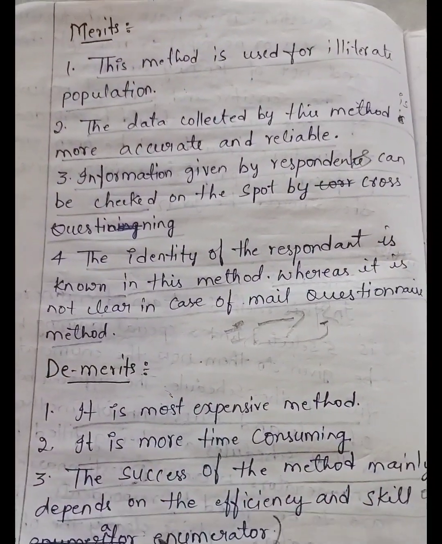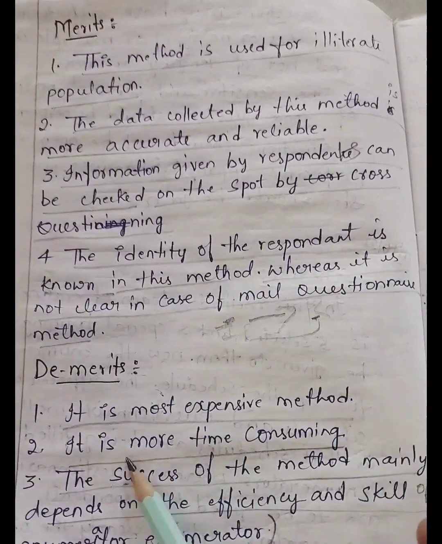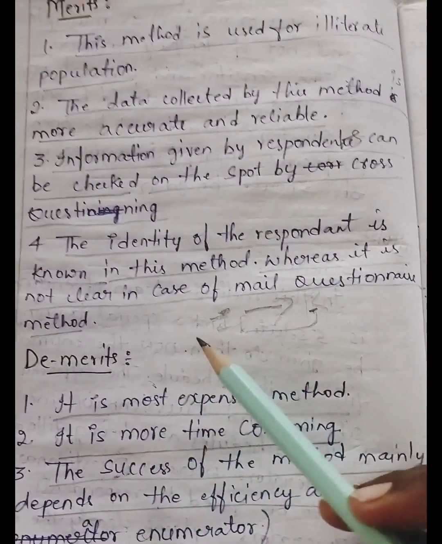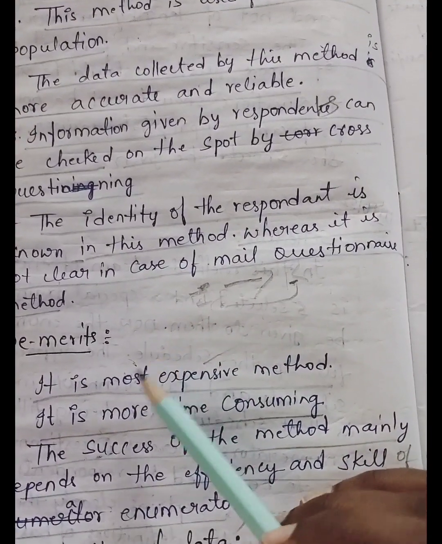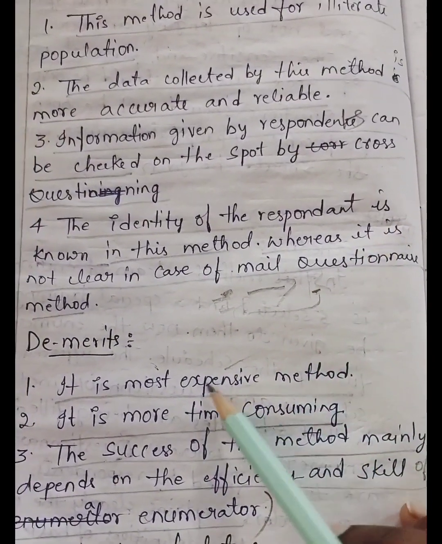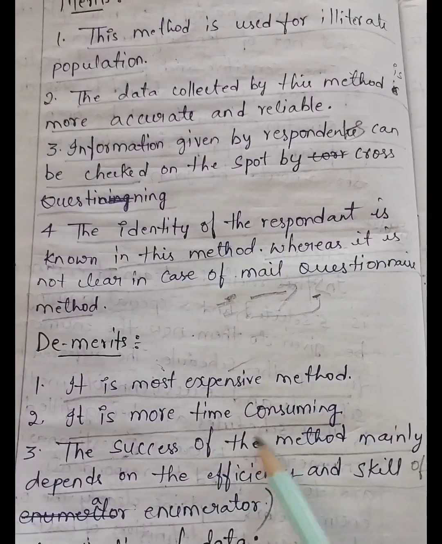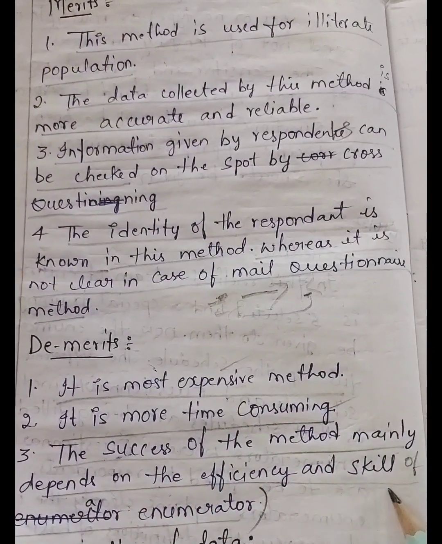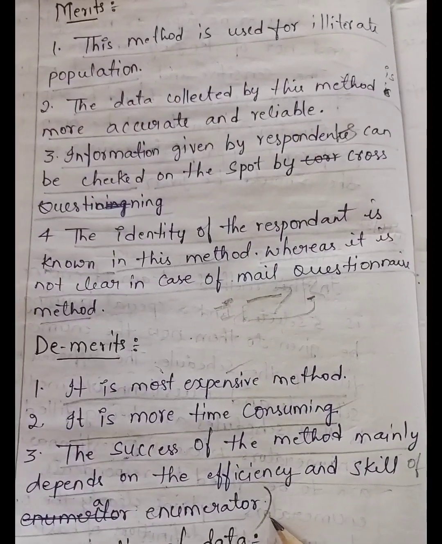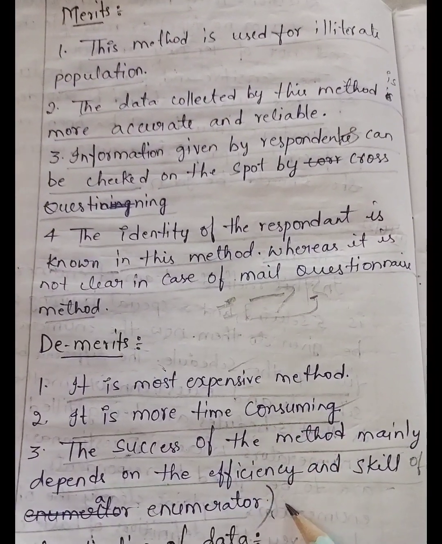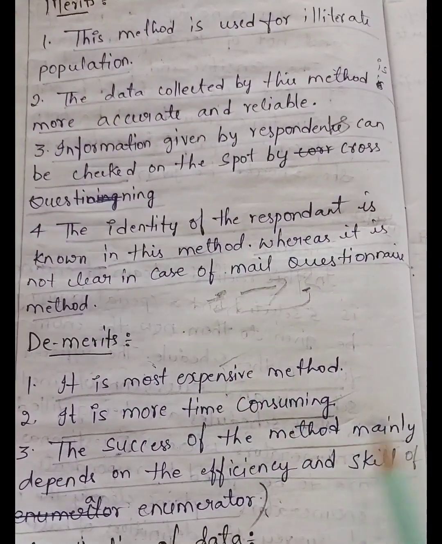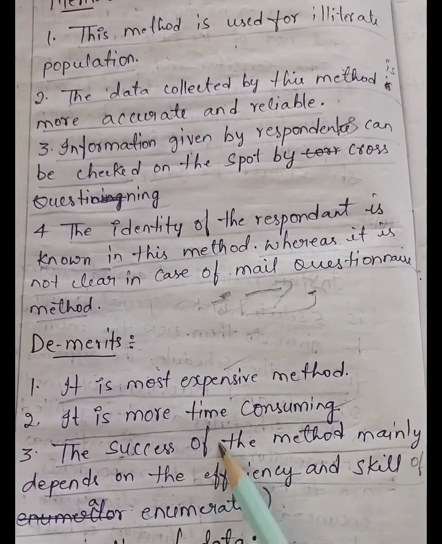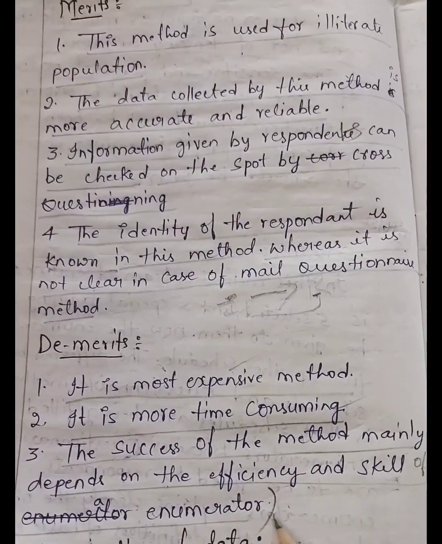Next, coming to the demerits. It is the most expensive method. It is expensive because the investigator has to travel to the places. So it is very expensive and more time consuming. The success of the method mainly depends on the efficiency and skill of the enumerator. These are the three demerits we have. So it is more costly, more time consuming, and the success of the investigation depends on the efficiency and skill of the enumerator.